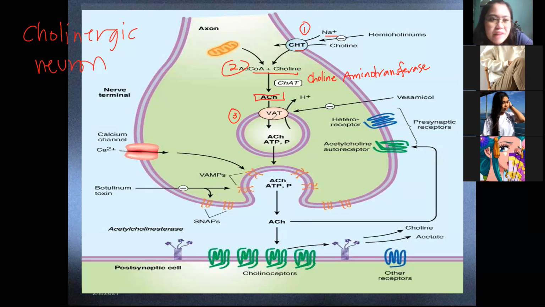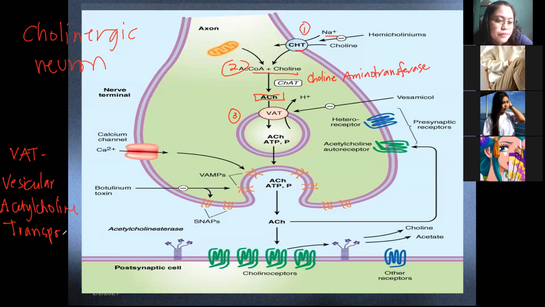So the VAT class is different from economics, it's different in pharmacology. VAT in pharmacology is, wait, let me delete, it's not vesicle, it's vesicular acetylcholine transporter. Again, the one that stores the acetylcholine inside the vesicle is the VAT, the vesicular acetylcholine transporter.